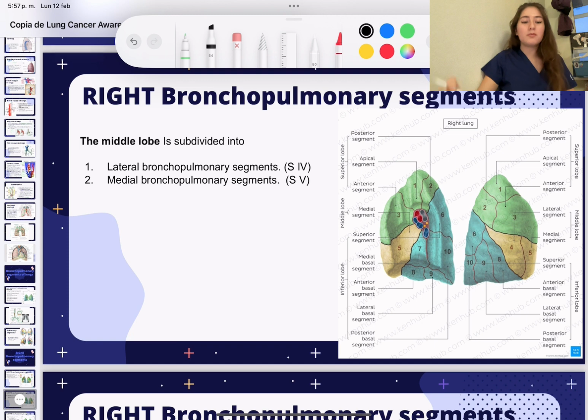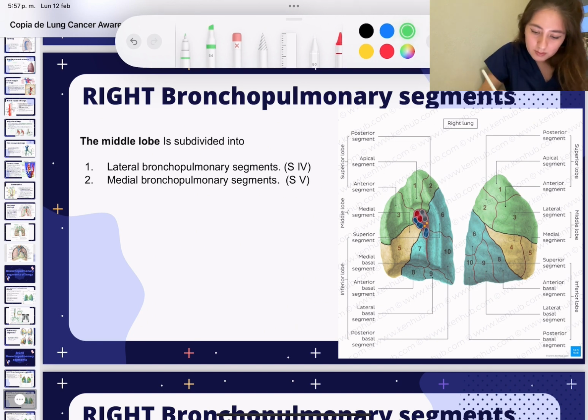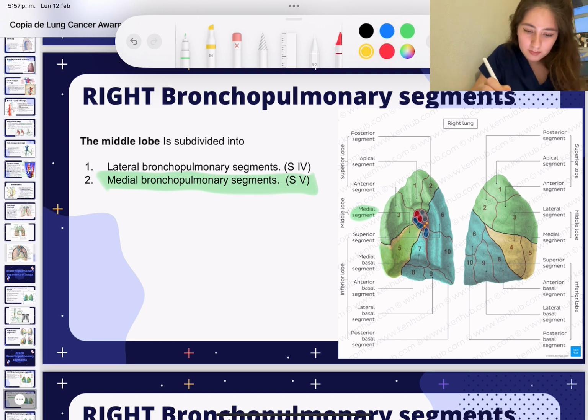Right bronchopulmonary segments. So the middle lobe has just 2 segments. Medial segment, we will have 5 and 4. 5 medial segment and the lateral bronchopulmonary segment. Lateral bronchopulmonary segment.